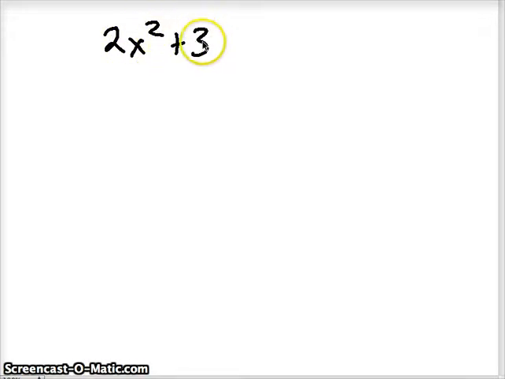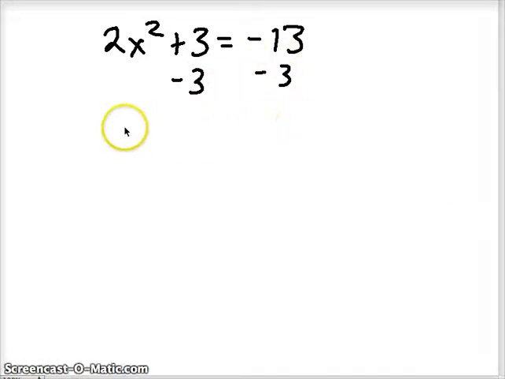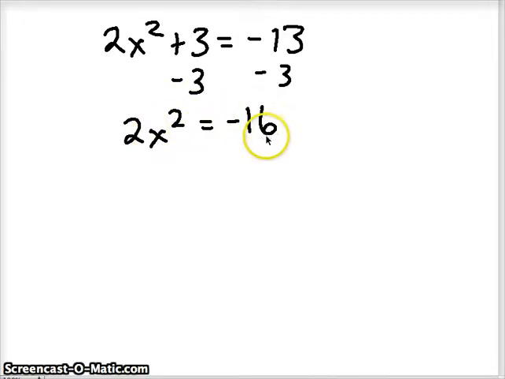2x squared plus 3 equals negative 13. So to solve for x, we always want to get x, or x squared in this case, all by itself first. So let's undo the operations around it. Let's undo that plus 3 by subtracting 3 from both sides. That leaves 2x squared equals negative 16.